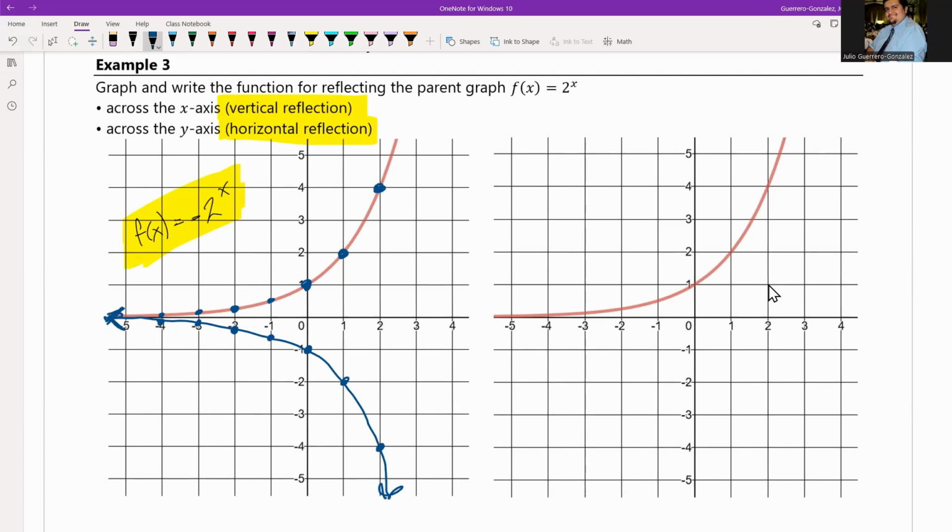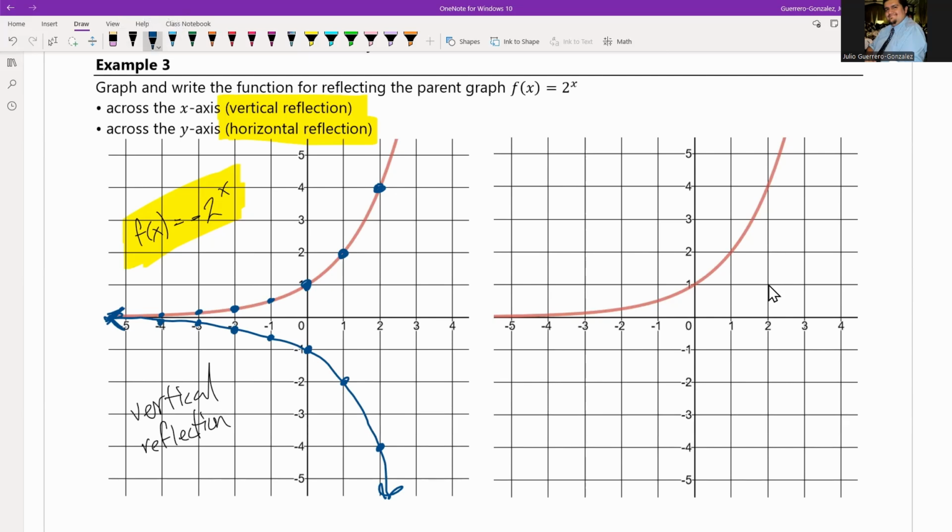Okay, there we go. So this one is the vertical reflection. Nothing you haven't seen before. If you remember in chapter 1, if the negative was out front, we knew to flip it, right? Okay, the next one is going to be the horizontal reflection.